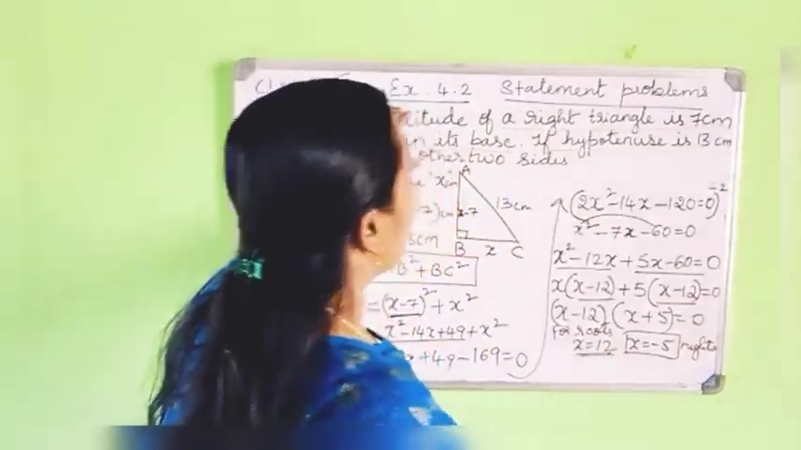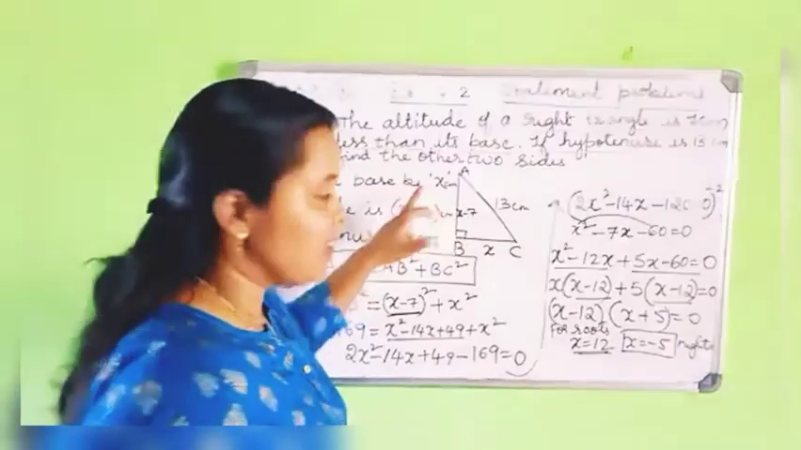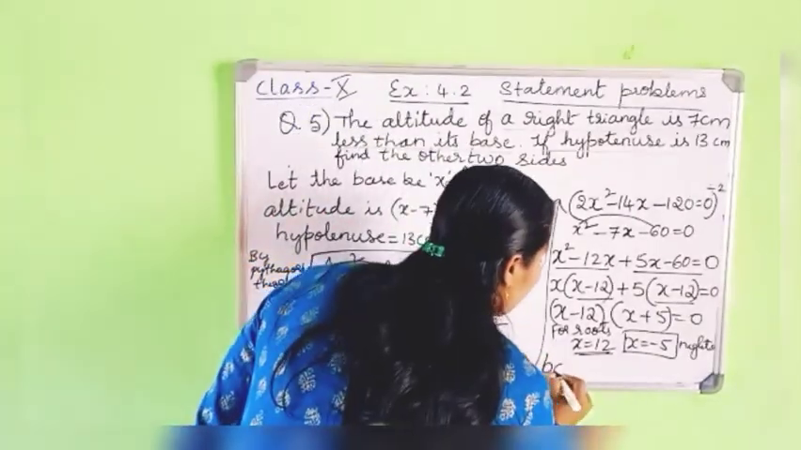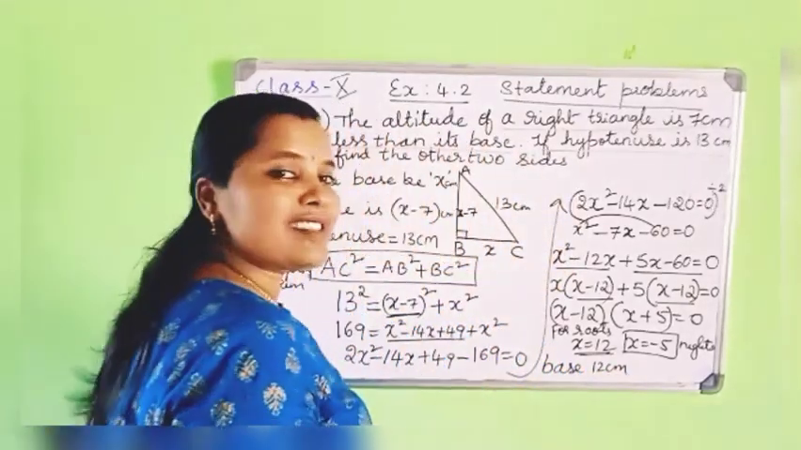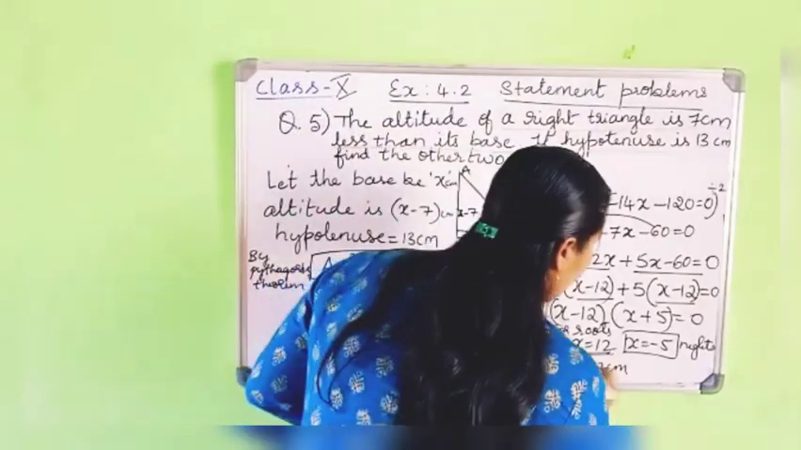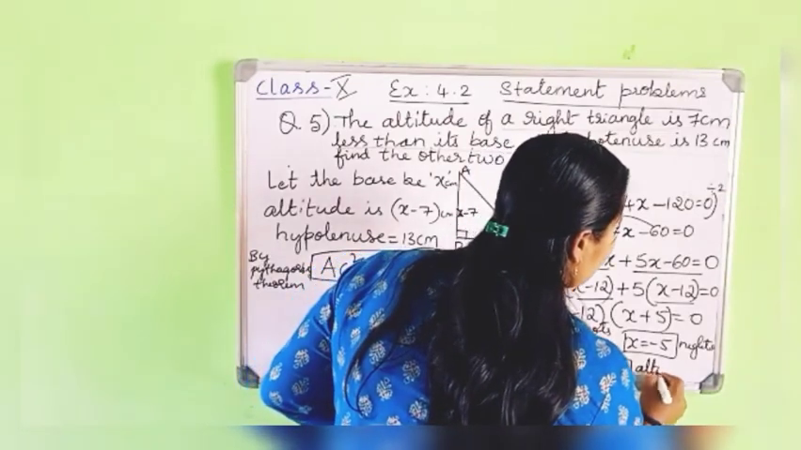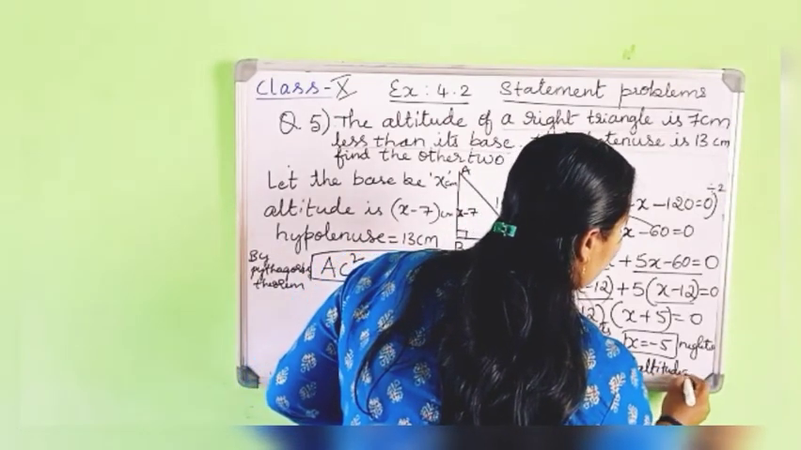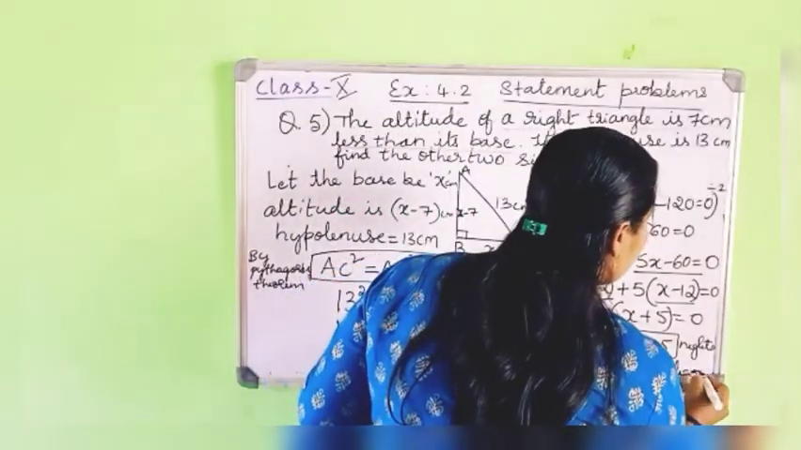So what is our base now? What we have taken, base x, right? Our base is 12 centimeters. Now what is its altitude? Altitude is 7 less than it. So base is equal to 12 centimeters. Altitude is equal to, how much, tell me? 12 minus 7 is 5 centimeters.